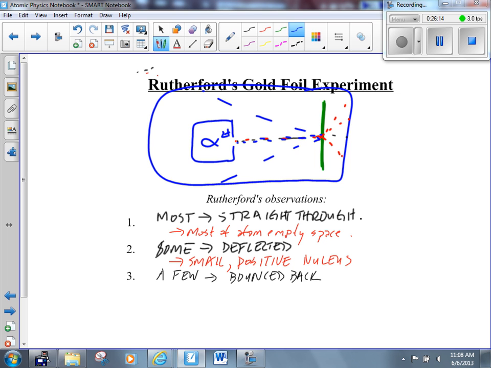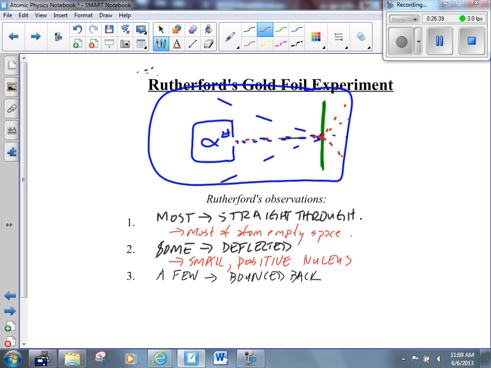Well, we had these guys running across the football field yesterday in our analogy. We found that most of them went straight through. Most of the football field was empty space. A few of them were deflected. They were pushed away by something relatively small in the middle. A few of them bounced back. One or two of them bounced back. That told us that the one or two that bounced back must have hit something. They hit something that was small and positive.